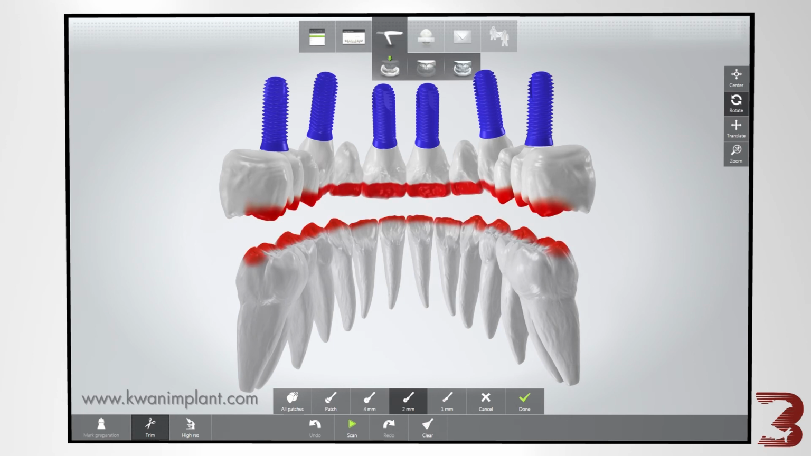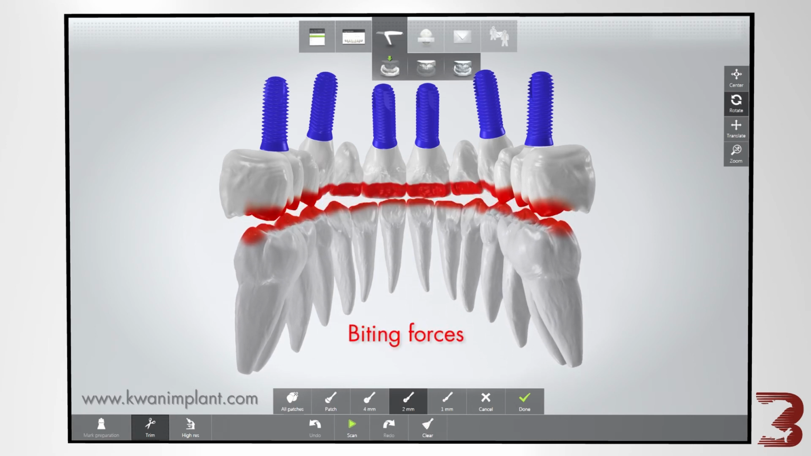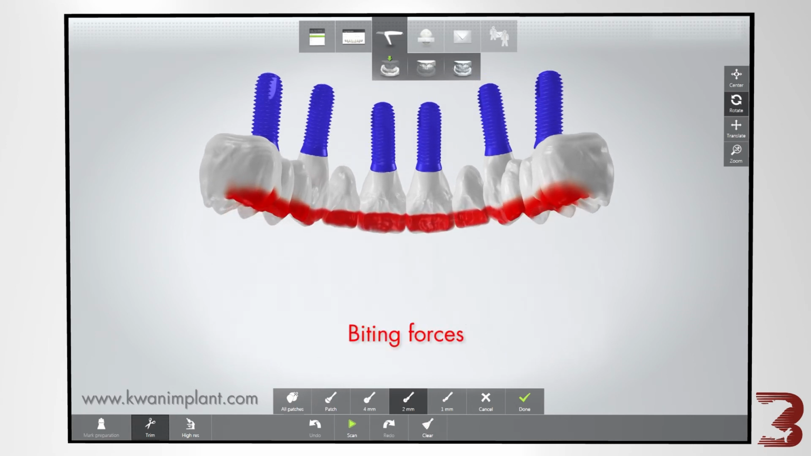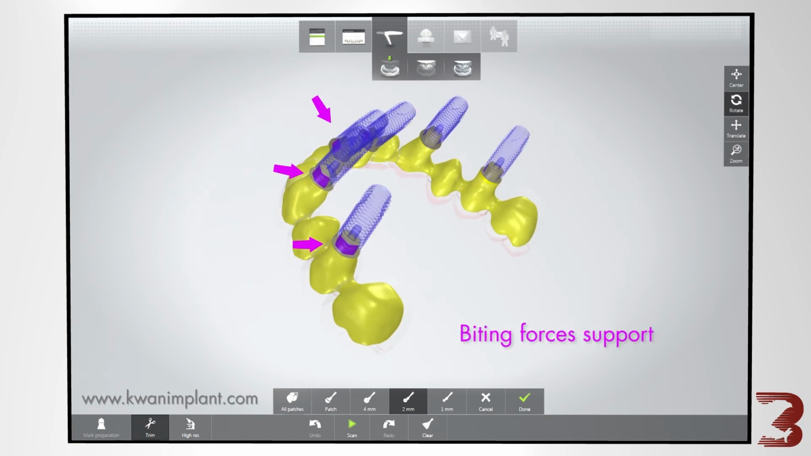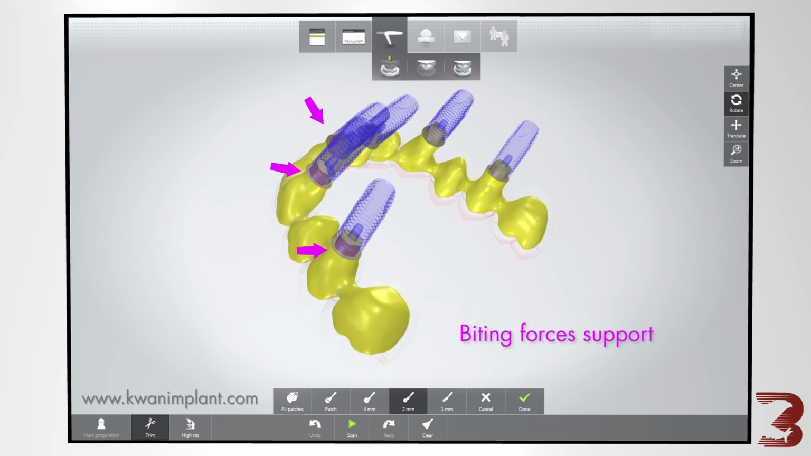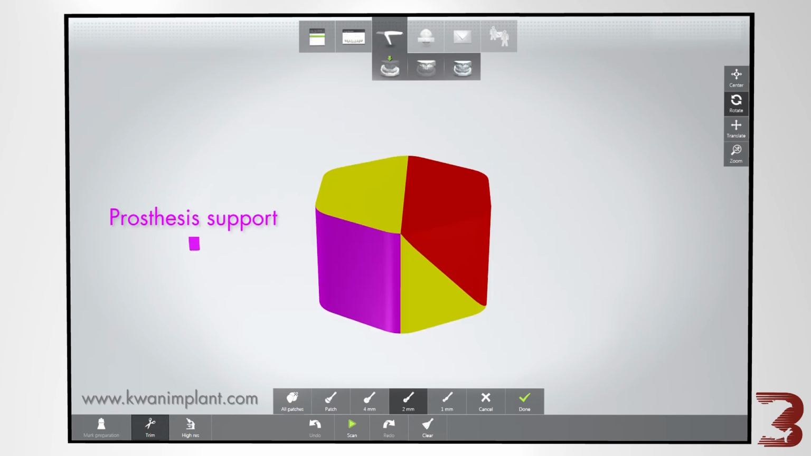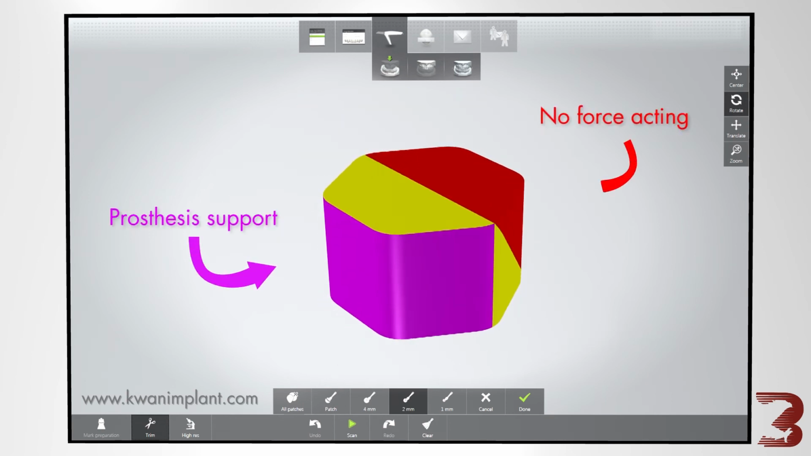During normal occlusion, lower teeth exert their forces on the cingulums and lingual cusps of the upper teeth. The labial side of the implants and abutments are resisting these biting forces. Please note there is no force acting on the lingual side of the hex.